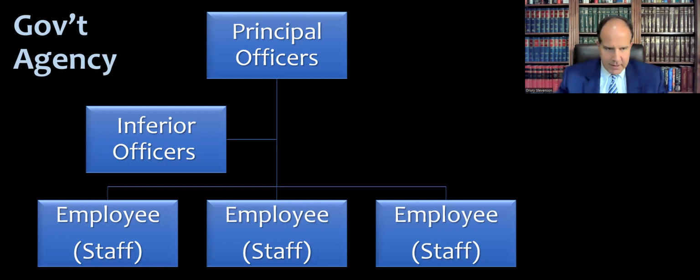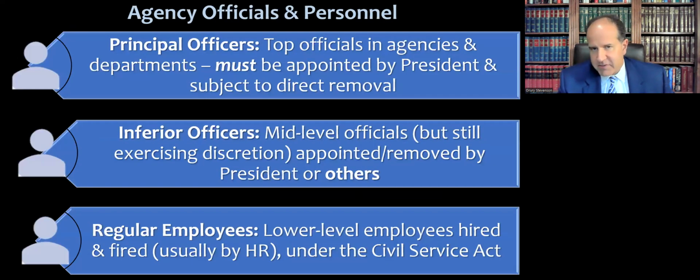It doesn't mean that they're inferior, like less worthy or something. It just means that they are a step below the top in the chain of command. And then in the bottom tier, there's this large group of agency staff who are just regular civil service employees. So why does this matter? Well, there are some legal implications, both in terms of how they can get their job and how they can be removed from their job.